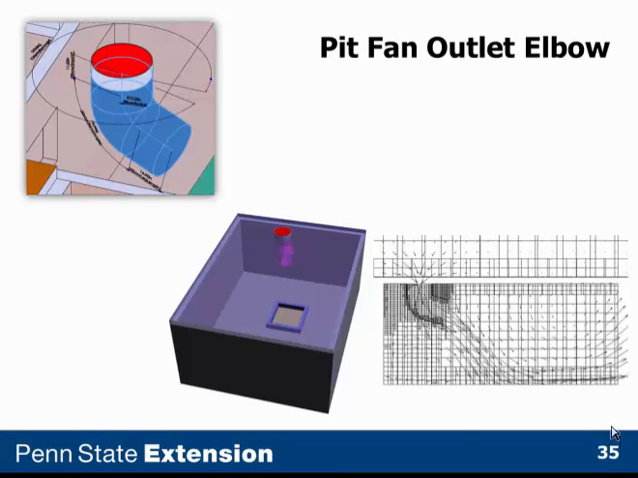Without the elbow, you can put the fan into the floor of the manure pit and direct the air downward perpendicular to the manure pit cover. But alternatively, by using this outlet elbow, you can direct that airflow in any direction in the horizontal plane and any direction you desire in the vertical plane.